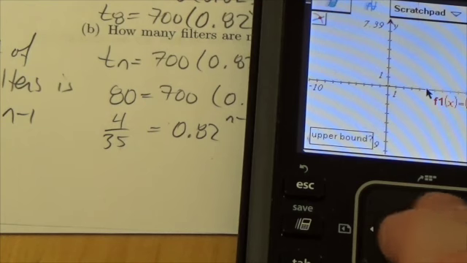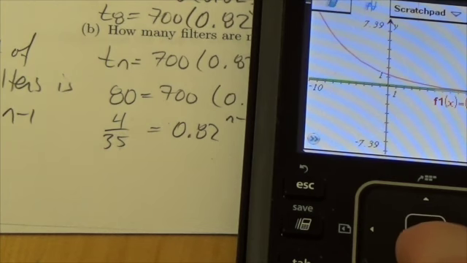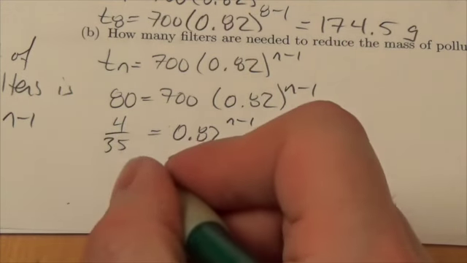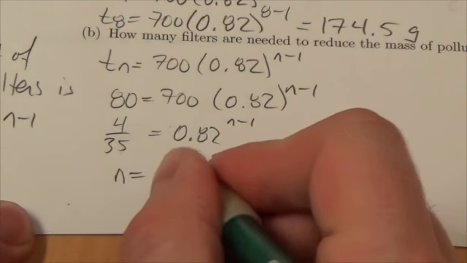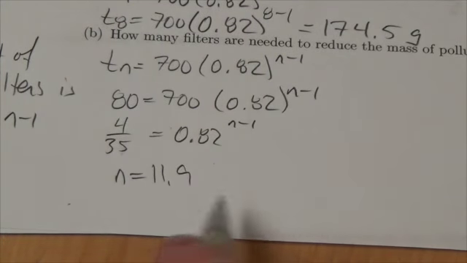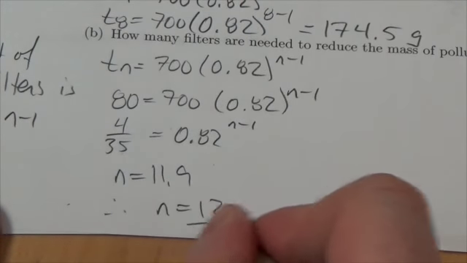Now I look for my point of intersection and I see it right there. Now I'm going to have to pull this a little closer. My eyes are getting a little wonky here. The answer that I'm getting is that n, the point of intersection there, is 11.9. So it takes n at 11.9 to get to exactly 80 grams. Now 11.9 filters doesn't make any sense, so I've got to round that up. Therefore n is equal to 12.